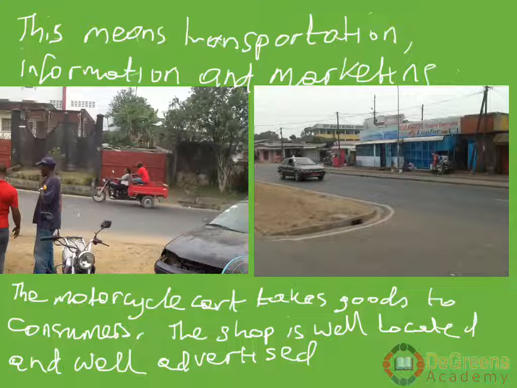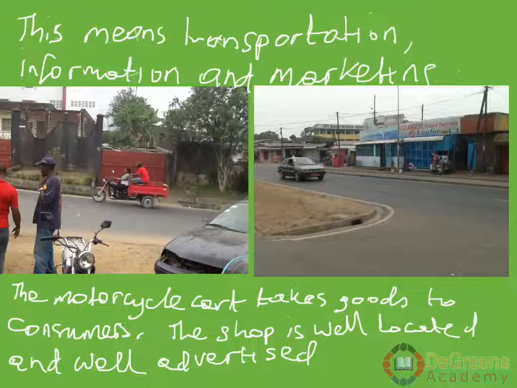So you see, this is physical transportation of goods. This motorcycle takes the goods to the consumers. That's a form of distribution. This lady is actually distributing. Now let's look at the next picture.